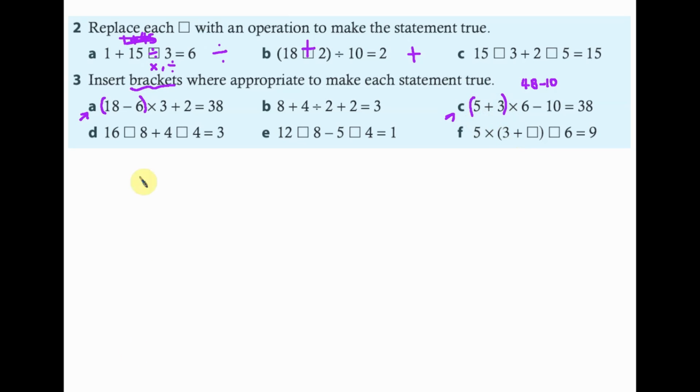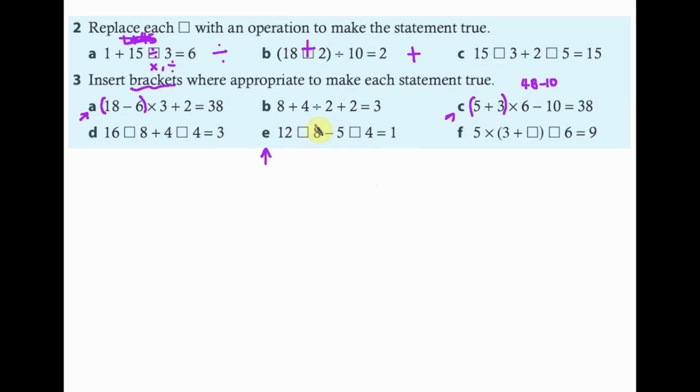The rest of the other problems use number 2 and 3 at the same time. So you have to guess what operation I should do and then where I should put the bracket. Let's try part E. What if I added these two numbers, which I get 20, 20 minus 5 is 15. There's no way that I will get 1, whatever operation I put in between 15 and 4. So let's try something else.